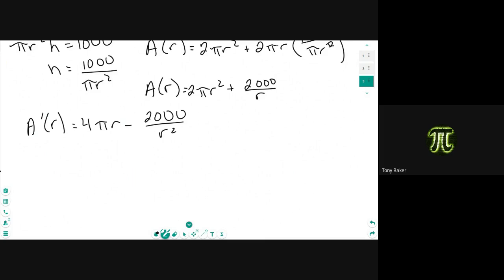All right. We need to find our critical numbers now, right? So we need to find out when this is 0. The way it's set up right now is not going to be that easy to find the critical numbers. So we need to make it one fraction, and I would see if you can factor anything out of the top.